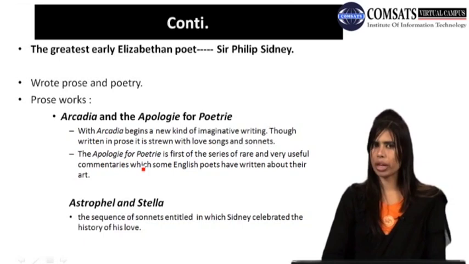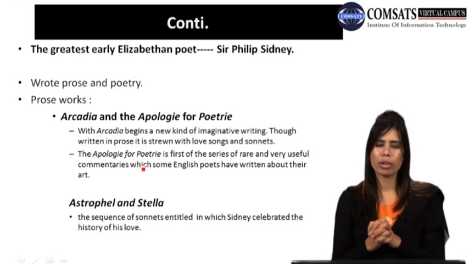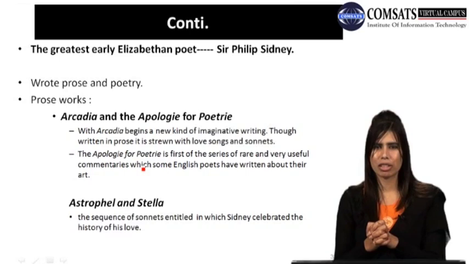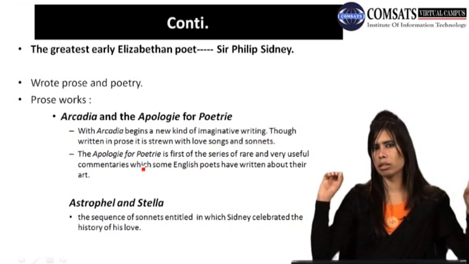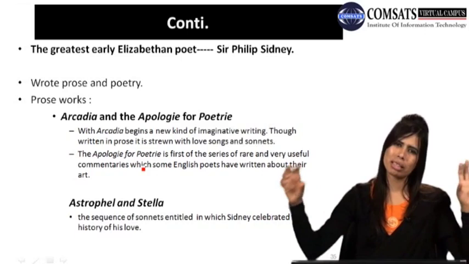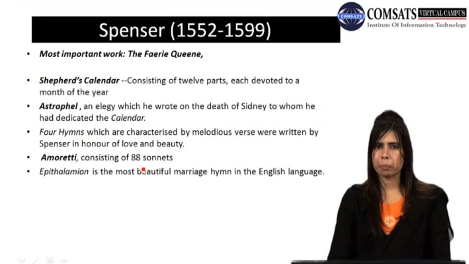Astrophel and Stella is the sequence of sonnets in which Sidney celebrated the history of his love. So basically, this is his poetic work, and this is a very important work in the entire history of English literature as well. In Astrophel and Stella, he presented the sequence of sonnets where he celebrated the history of his love. Basically, this is based upon his love experience. Spenser, another important poet in the Elizabethan age, his most important work is The Faerie Queene.